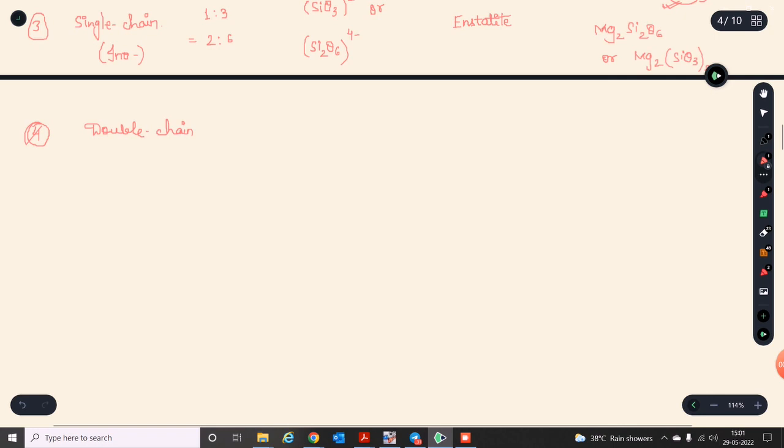Single chain inosilicates are like, which mineral group is the prominent example? Which mineral group does enstatite belong to? Amphibole, pyroxene, mica? Pyroxene. Yes, pyroxene. And in double chain we have amphiboles, right?